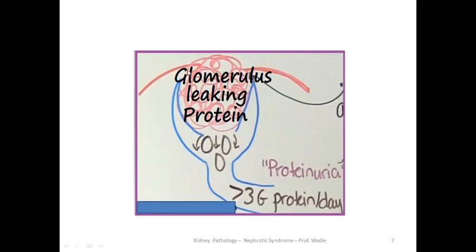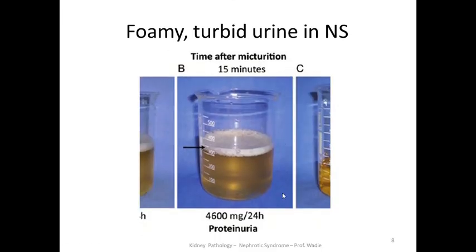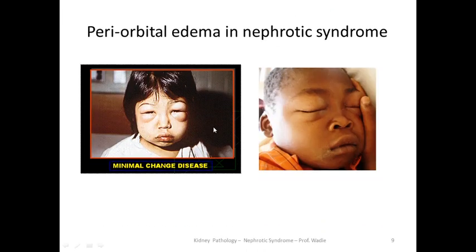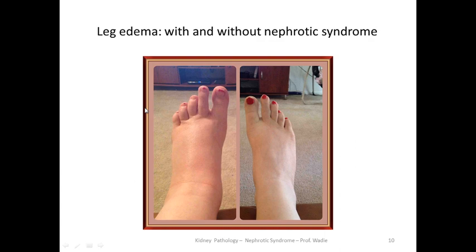So here you can see the damaged glomerulus leading to loss of protein in the urinary space. The urine in nephrotic syndrome is frothy or foamy, and it is turbid urine containing a large amount of protein. And this loss of protein will lead to periorbital edema or the generalized edema that is seen mainly in the lower limbs.